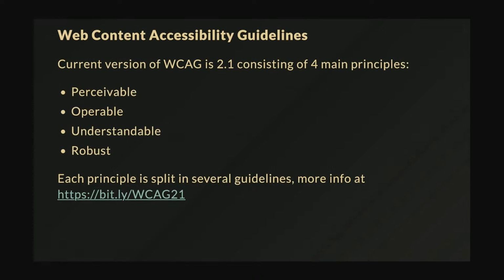Before I start my actual talk, I would like to briefly mention the Web Content Accessibility Guidelines. The current version is 2.1, and it consists of 4 main principles. Our website should be perceivable, operable, understandable, and robust. Each principle itself is split into several guidelines, and you will find more info at the link that I've shared with you.